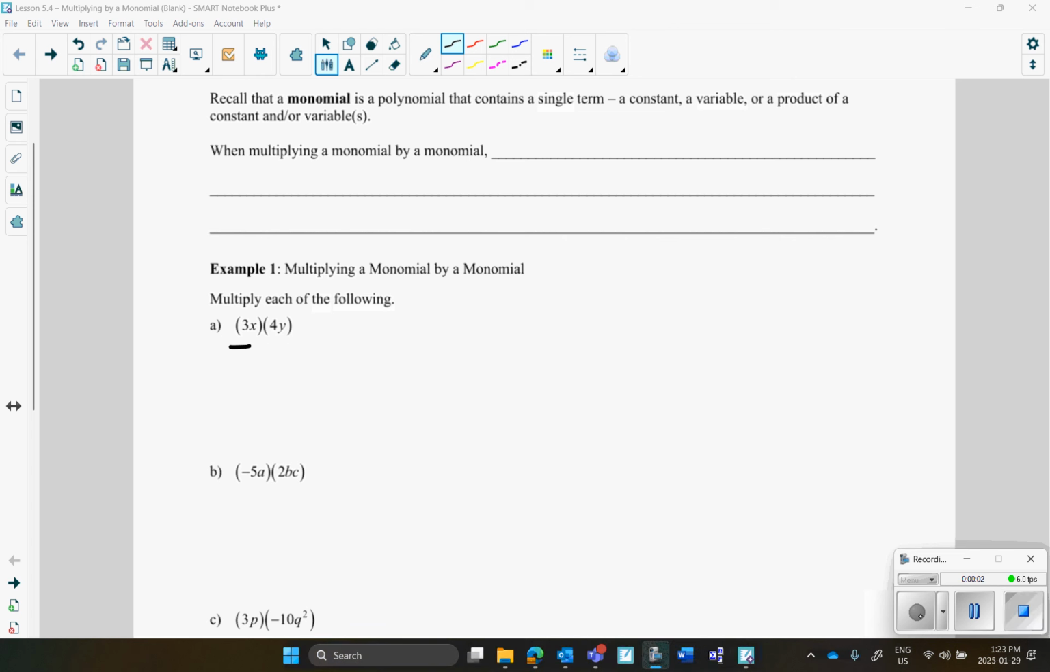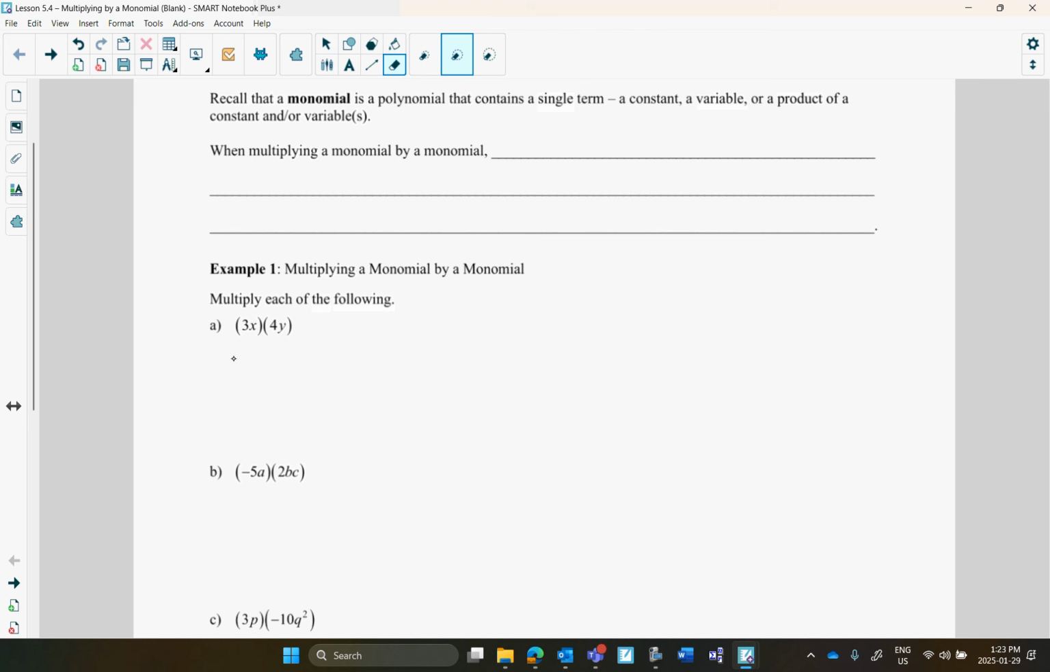Okay, so we're going to look at another way of simplifying, and that's multiplying. And we're going to talk about multiplying a monomial by a monomial first. So 3x would be a monomial. 4y would be a monomial. What do you think the answer is when you multiply them together? Can you figure it out? What do you think it might be? Remember, we're multiplying.